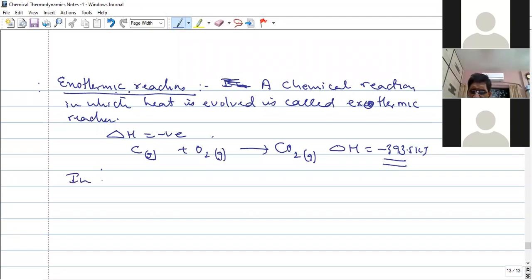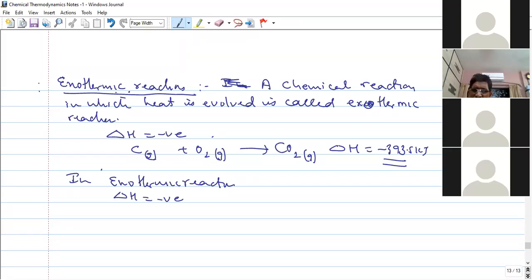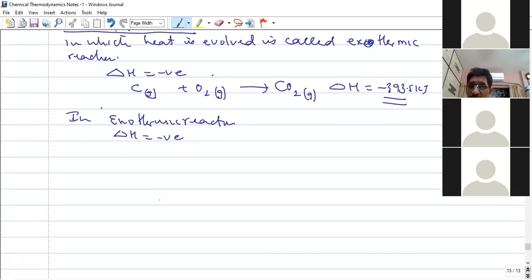In exothermic reaction, delta H is negative. Why delta H is negative? Can anyone tell me why delta H is negative? हीट इज इवॉल्व. हाँ, हीट रिलीज हुआ है. तो क्यों डेल्टा H नेगेटिव आया? हीट इवॉल्व हो गया है लेकिन नेगेटिव आया, उसका क्या रीजन बताता हूं.